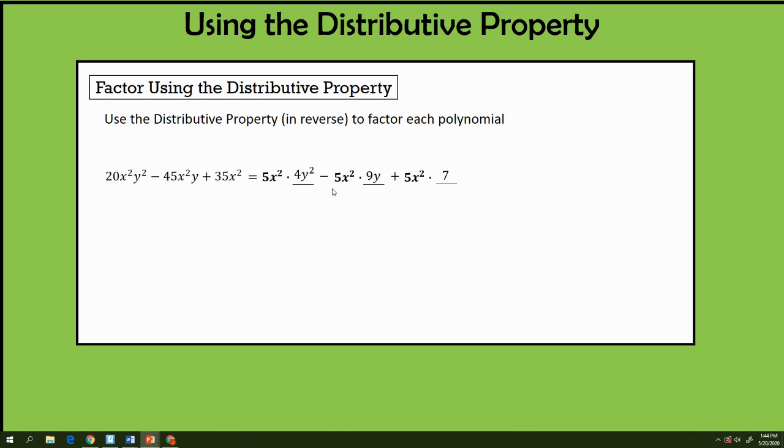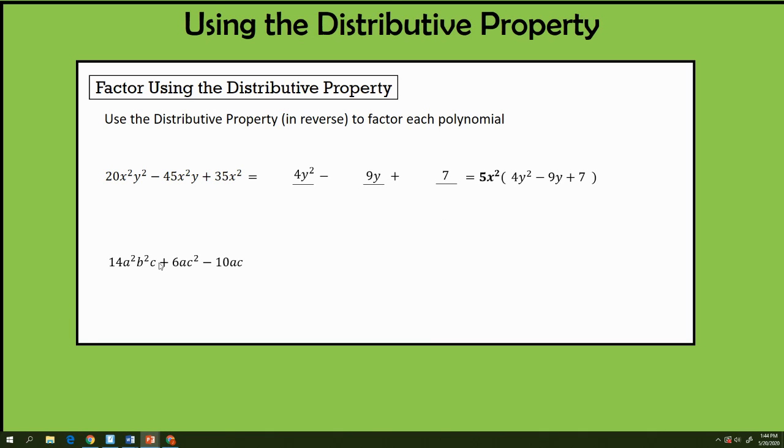So I've taken my GCF and I figured out what number I'd have to multiply each of these by to get the original. And now we're going to factor it out. Factor it out means out of each of these terms, I'm pulling that 5x squared out. What I have to write in the parentheses is what remains, 4y squared minus 9y plus 7. If you distribute 5x squared through this parenthesis, you will get this answer back. Okay, another one.